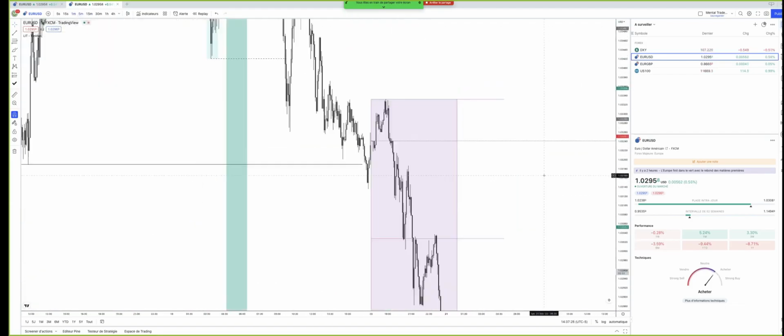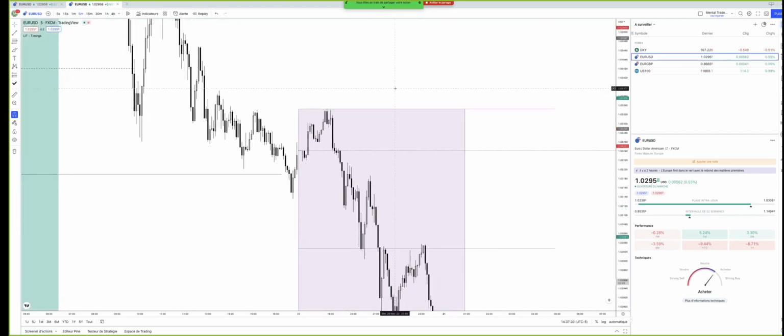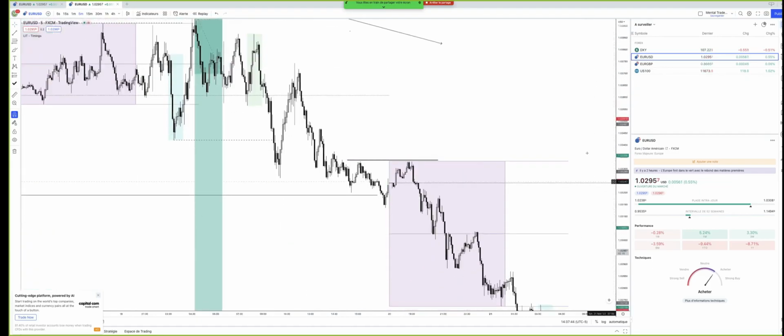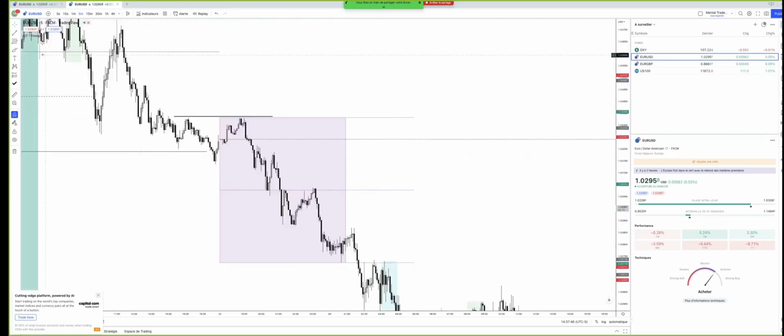So, two options. First thing, we have some liquidity here, we have some equal highs. We have this POI, we will react on this POI. But I think about the price, we must go a little higher on this little FVG and go here, just spike and go back. So I think we will react on this POI. Possibility.